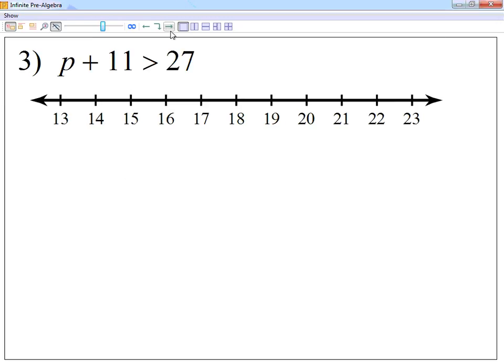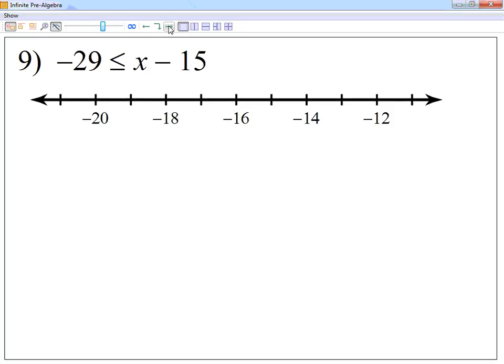Questions 1 through 10, you're doing it only by adding or subtracting. 1 through 10. Any questions on 1 through 10? Okay. Let's take a look at number 11.